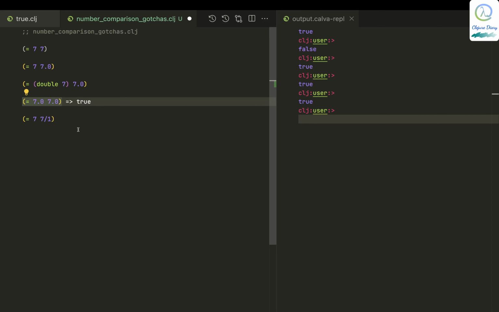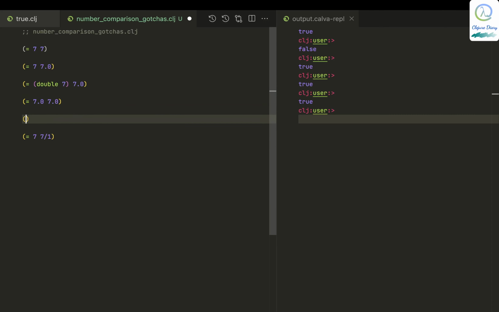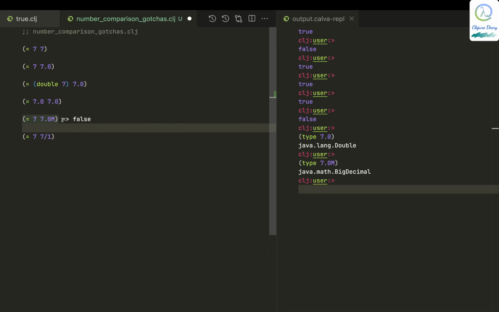And my AI said something like M, and I don't know what this M means. Let me just try it out. 7.0 M. I don't know what the 7.0 M is. Let me put type of 7.0, and it gives double. And what does M mean? Oh, okay, it means big decimal. Okay, okay. So then I've got another idea.